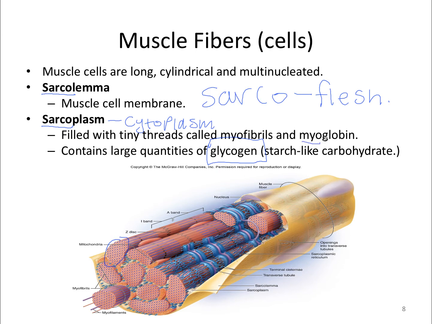It's filled with tiny threads called myofibrils, which these little clumps are clumps of myofibrils, and myoglobin. So myo means muscle, and a globin is a large protein. So myoglobin is sort of like hemoglobin in your blood. It's a large pigment molecule that is there to store extra oxygen in reserve.